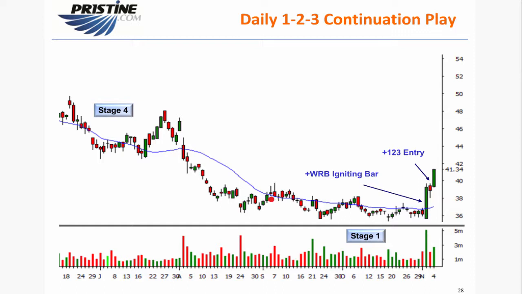Okay. But this was a really nice setup. And like I said, this is a daily chart, but honestly, you can see these types of things happening on intraday charts as well.